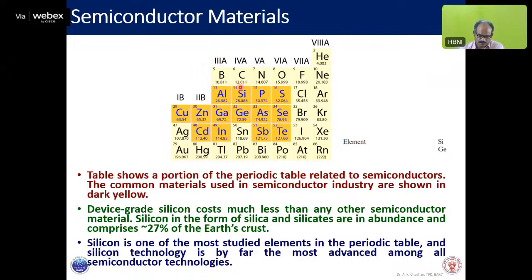in these industries. So silicon is one of the most studied elements in the periodic table, and silicon technology is by far the most advanced among all the semiconductor technologies.